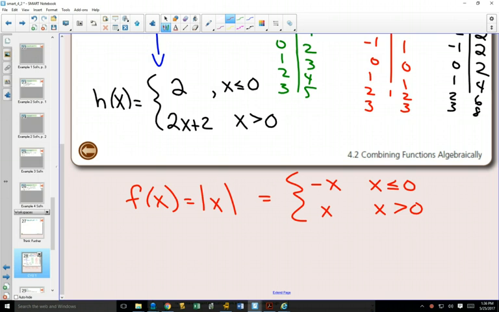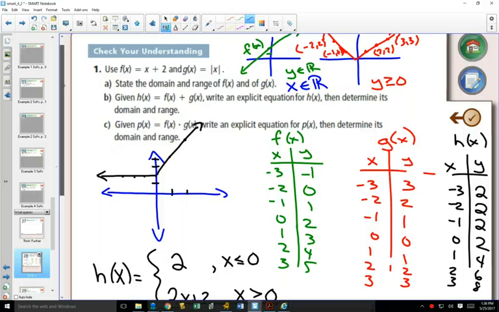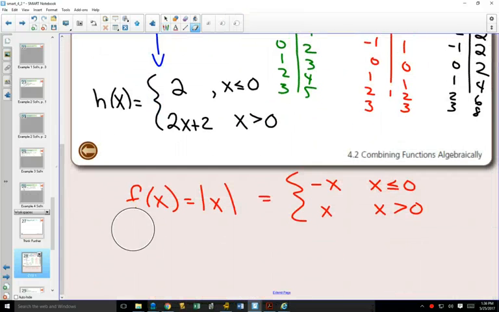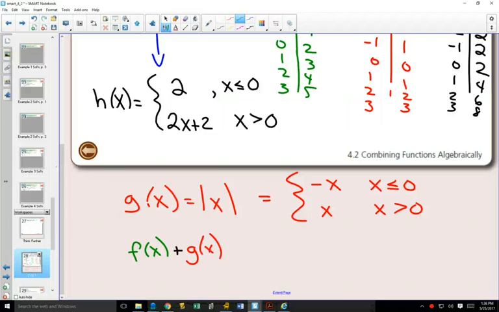Now, algebraically, what happens, did I write that, was that f of x? No, I got them wrong. That was g of x. Just make sure our notation is right. Now, what happens algebraically when we do f of x plus g of x? Well, it's going to have two parts to it. It's going to have this part when x is less than or equal to 0, and this other part when x is bigger than 0.